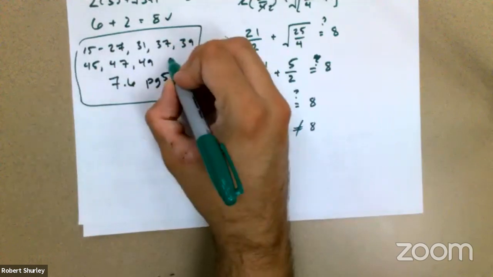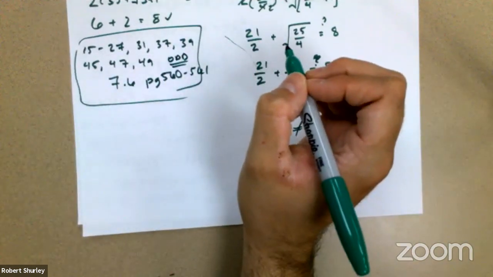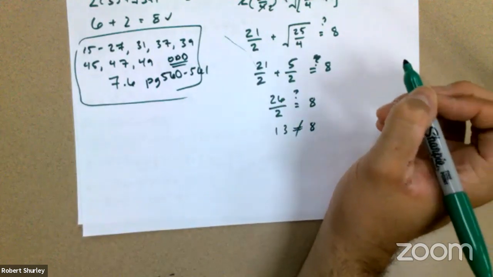Now, these are all odd. Just do the odds, okay? You should be A-okay.